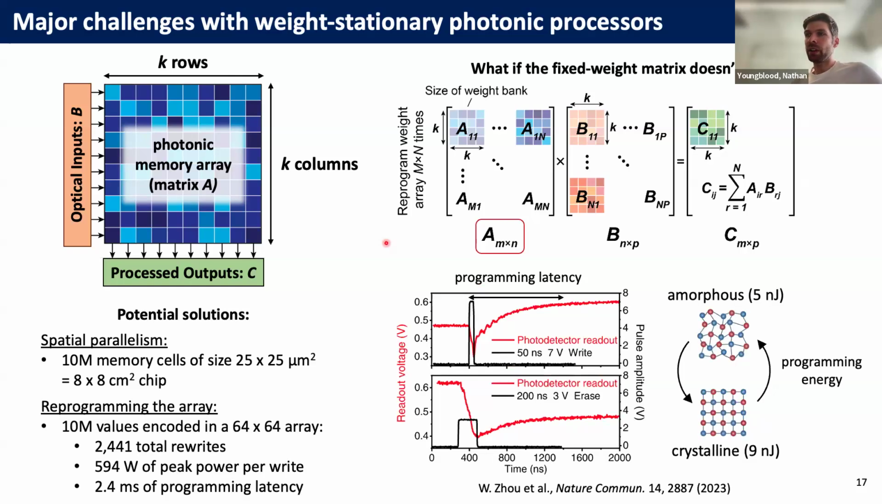If you reprogram the array, so let's say that you're able to make a 64 by 64 array, so much smaller than 10 million memory cells, but then you needed to update the memory array many, many times in order to sweep over all the parameters that you've trained. You have a significant amount of latency. You have a significant amount of energy and power that is required to actually switch these non-volatile materials back and forth. So this is not really a very feasible way of scaling to large scale neural networks.